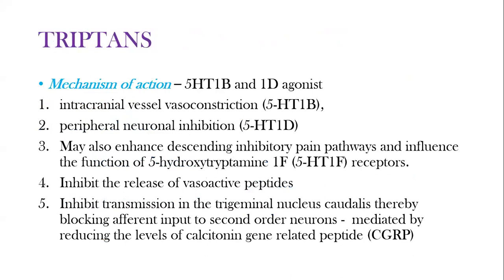Let us come to the triptans. As all of you know, the mechanism of action of triptans is agonism of the 5-HT1B and 1D receptors, which leads to cerebral vasoconstriction, decreases the neurovasoactive peptides, and facilitates neuronal inhibition. All these mechanisms help reduce neurochemicals like calcitonin gene related peptide. So finally, it leads to a decrease in headache severity.